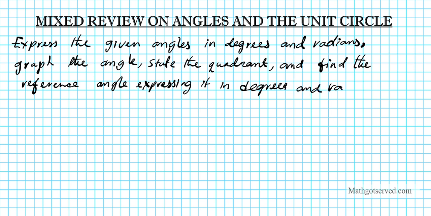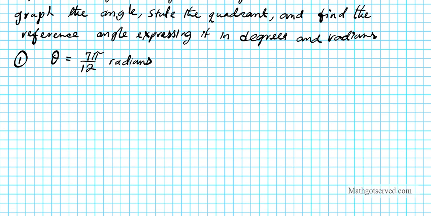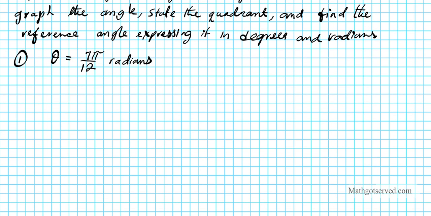Alright, so let's take a look at the first question. Question number 1. We're going to look at theta equals 7 pi over 12. 7 pi over 12 radians. Okay, so this given angle is expressed in radians, so we are supposed to convert it to degrees. So in degrees, what is 7 pi over 12 in degrees?